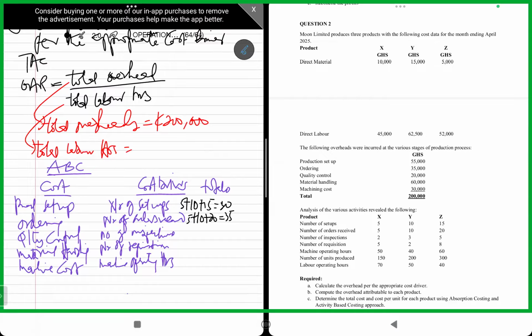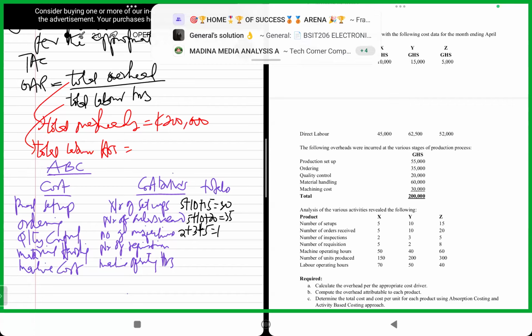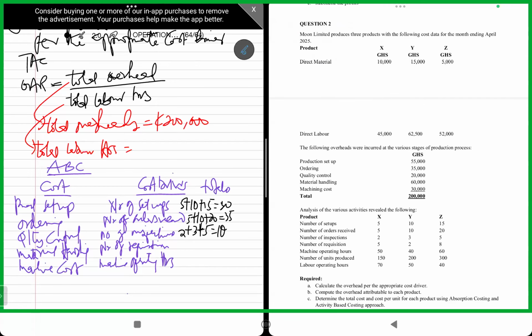Number of inspections, what do we have? 2 plus 3 plus 5, you have to show working. Which is what? 10. Number of requisitions, what do we have? 5 plus 2 plus 8. Which is what? 15. Number of machine operating hours. 50, 40 plus 60. Which is 150.